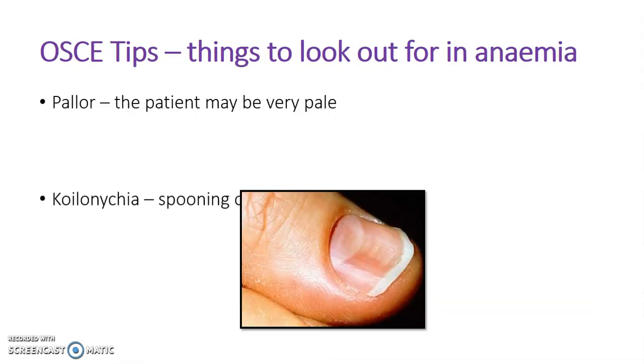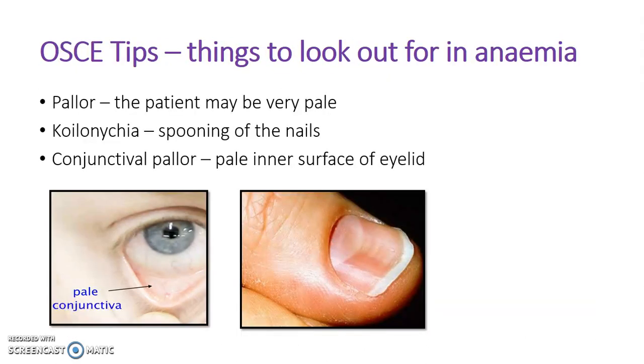So OSCE tips. Okay, so pallor, the patient may be very pale. This is usually in chronic anemia. Koilonychia, which is the picture on the right of the person's finger, you can see the nails are spooned. So again, that's a sign of chronic anemia. And they might have conjunctival pallor. So if you ask them to pull down on their eyelids and to look up, you'll see a pale inner surface of the eyelid.